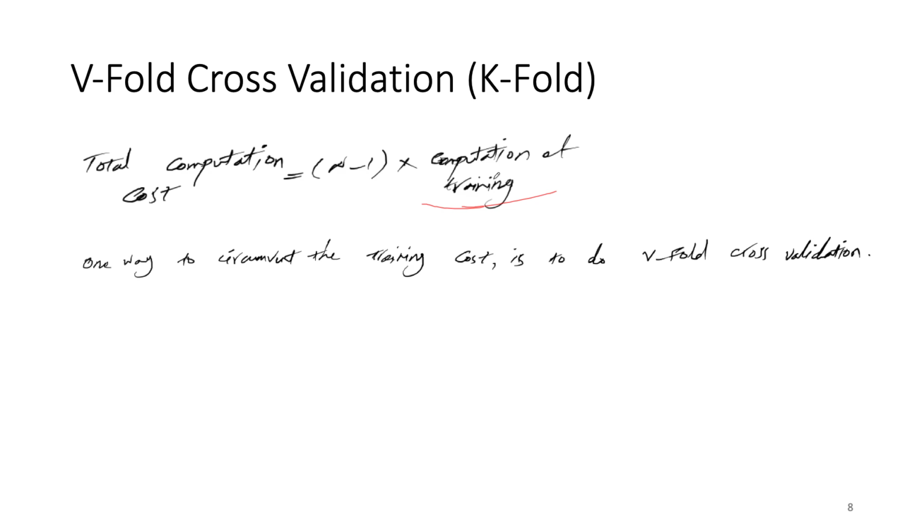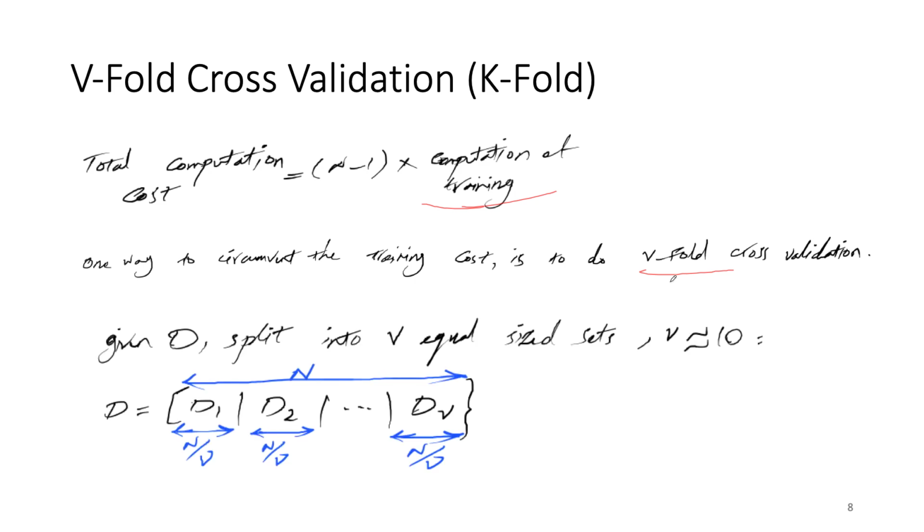However, one of the ways to circumvent the computation issue here is to do it V times. That's why we call it V-fold or K-fold cross-validation. So given V, we split the data into V equal-size sets. In practice, in many papers they use 10, but this V can vary.